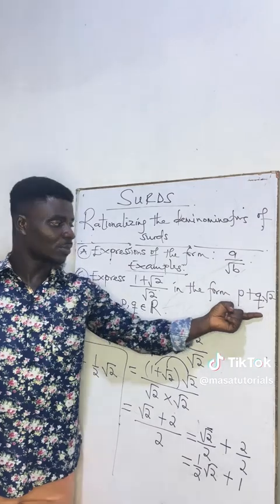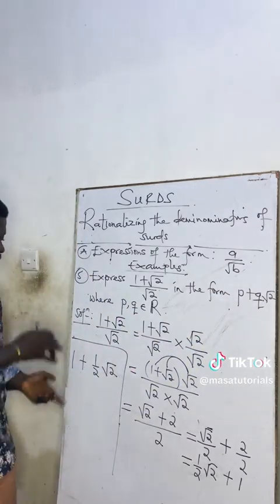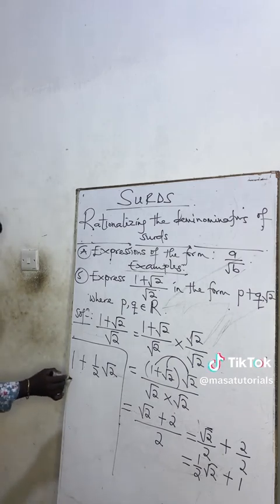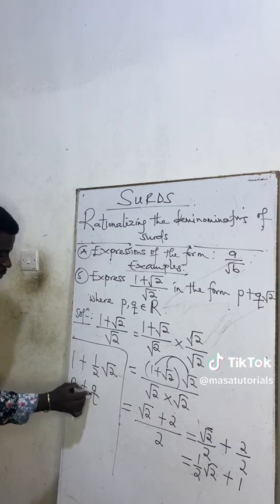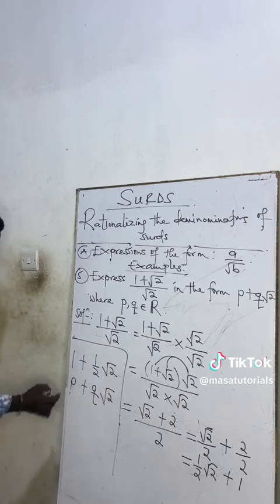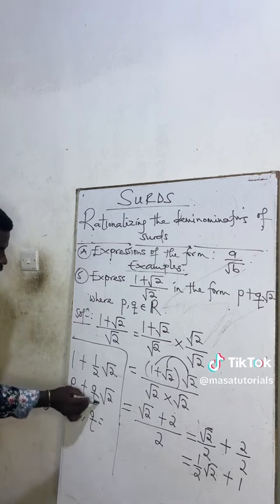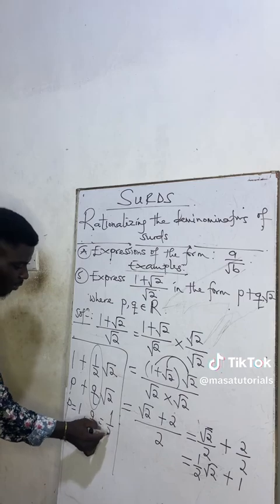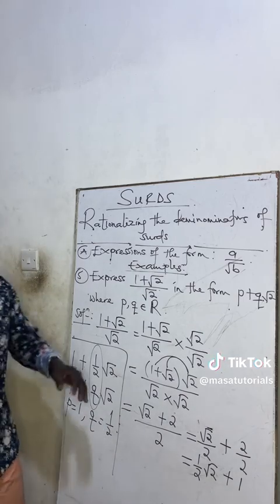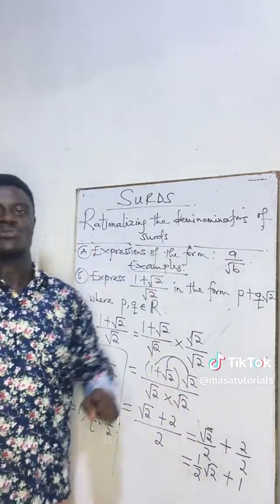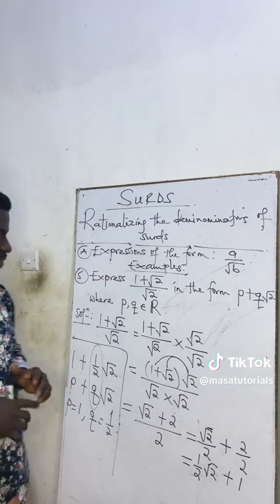Because they say we should express it in this form, that's why I've changed it, because it's addition and it is commutative. So if you check p plus q square root of 2, what is p? p is 1, and what is q? q is just 1 over 2. Very simple.